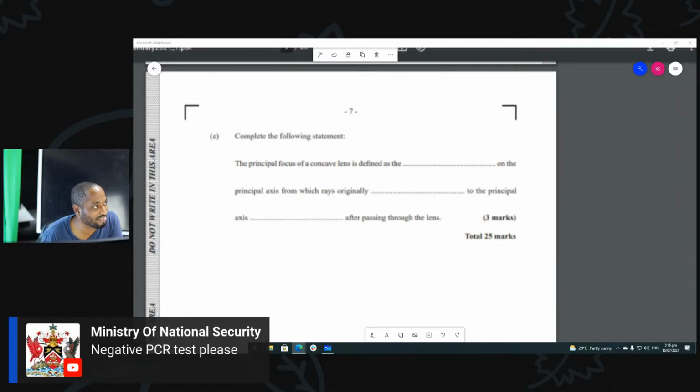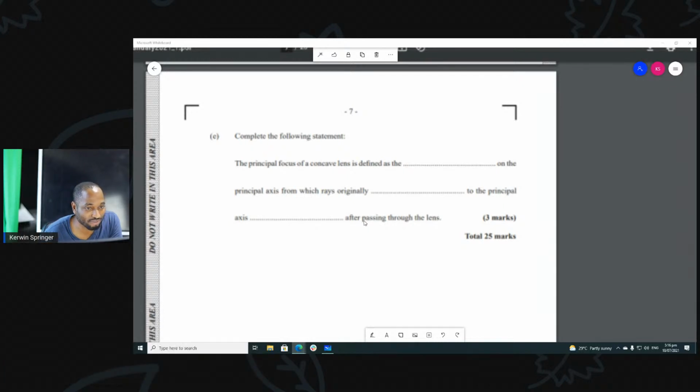Ministry of National Security want a negative. Yeah, that's too much people inside there. 500 people inside there. We need some negative PCR test, please.